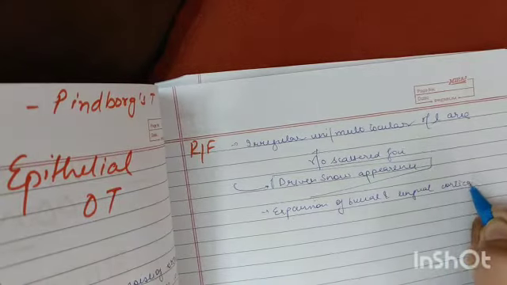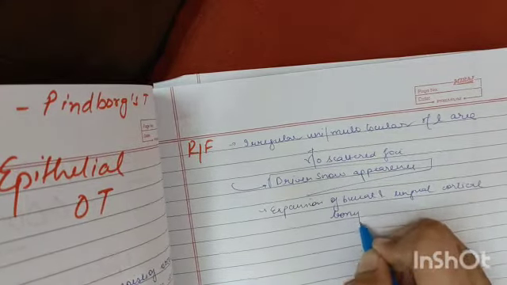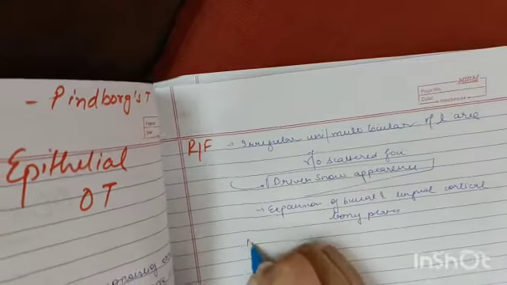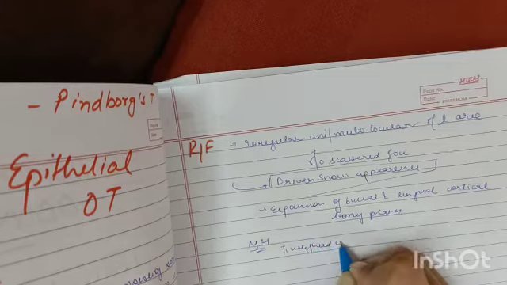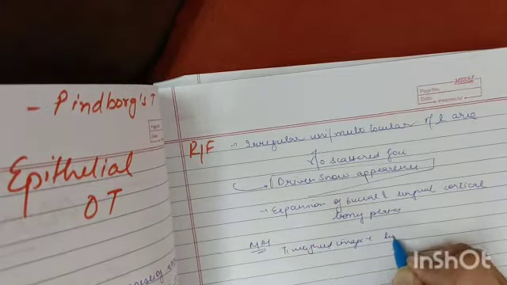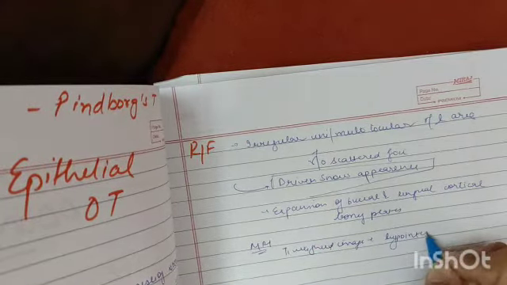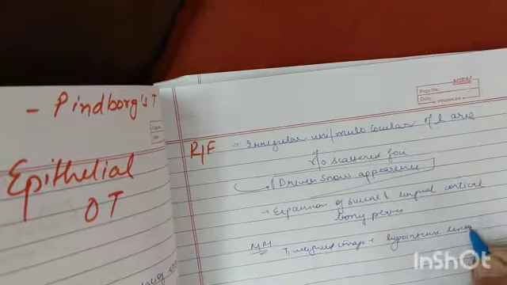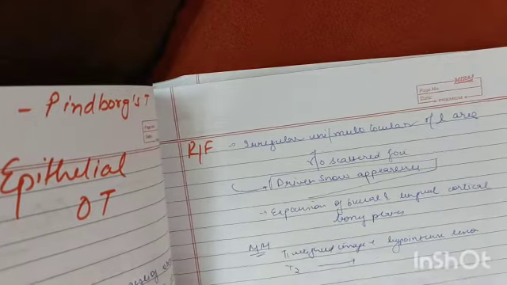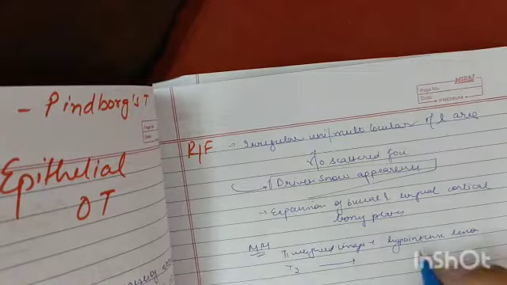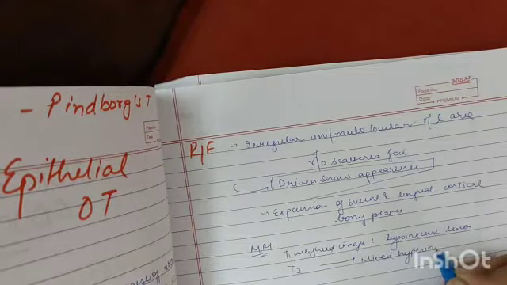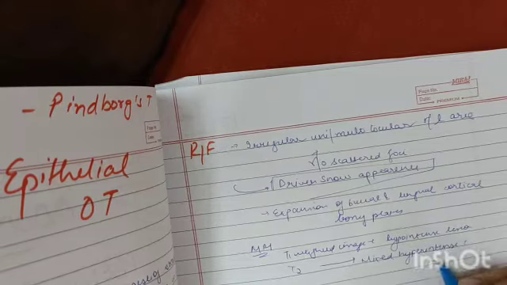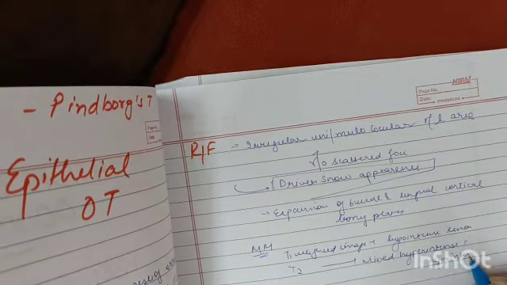cortical bony plates. Now, if we do the MRI, in T1 weighted images we will see a hypointense lesion, and in T2 we will see a mixed appearance, so mixed hyperintense and hypointense.